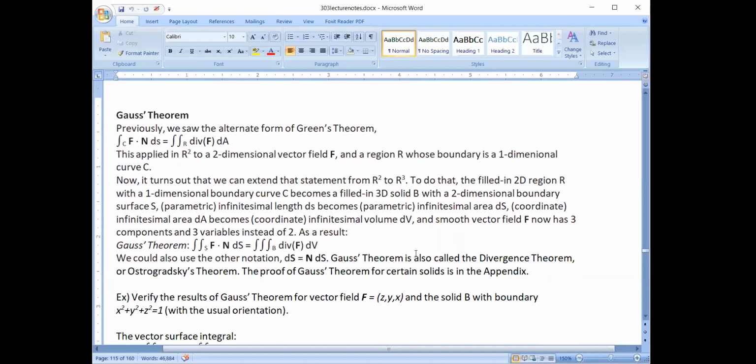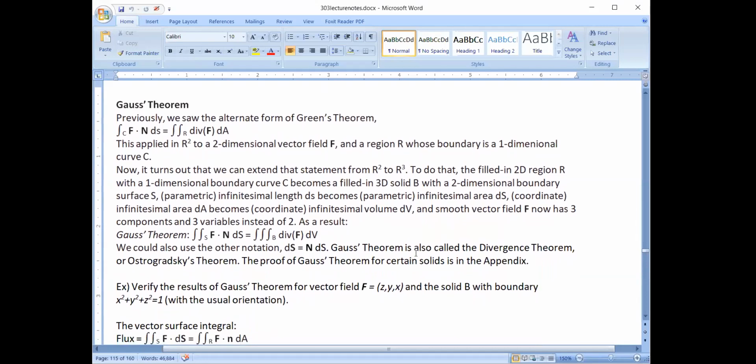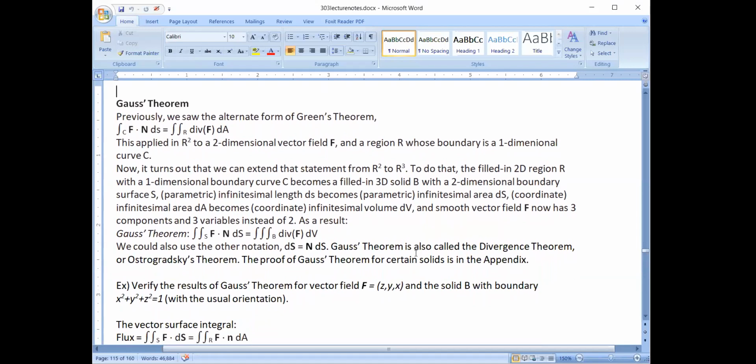Let's do the vector surface integral. The vector surface integral, also called the flux, is the double integral over the surface of F dot dS, which, in order to compute it, we'll have to do as the double integral over the region of vector field F dot normal vector dA. Now we have to go ahead and find these things.